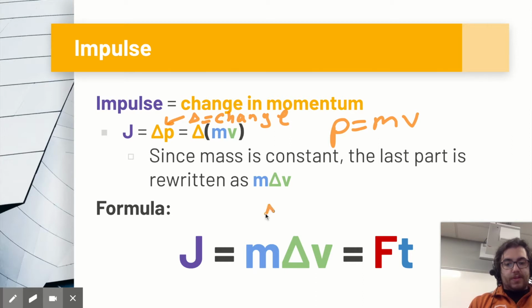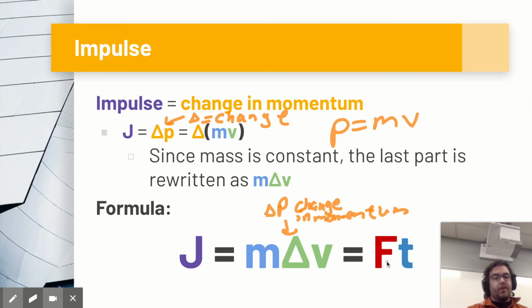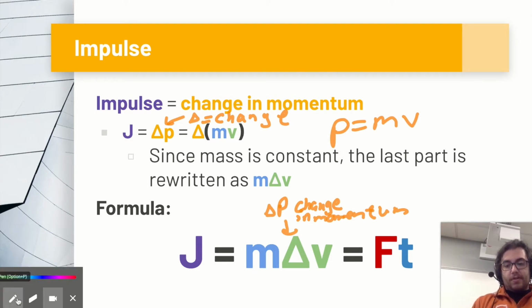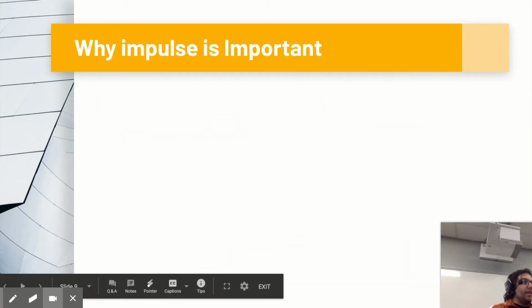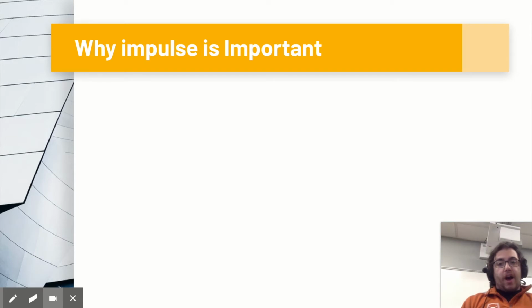This part is the change in momentum portion. And this is the formula we learned earlier: force times time is also equal to J. This is how you'll see it in your formula chart. This may seem really tricky, but we're going to get some tips and tricks on how to use this formula. So with that in mind, I want you to ground yourself in why all this stuff is important.